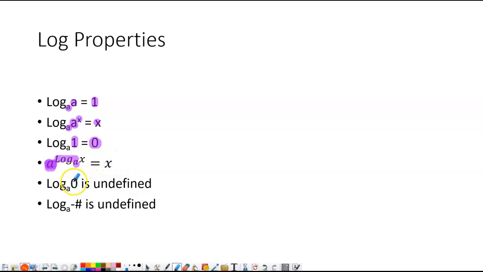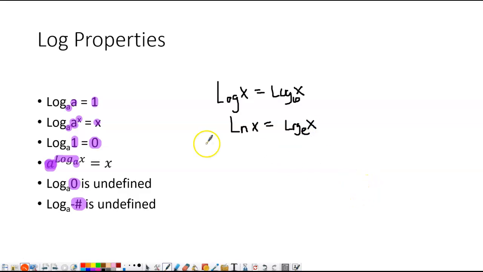Another thing to keep in mind is that logs can't have 0 or negative numbers here. They're undefined in those cases. Some other things to keep in mind is that if you ever see a log that doesn't have a base written, that means it's a log with a base of 10. Or if you ever see an ln, that means it's a log with a base of e. Okay, so those are some log properties to keep in mind.